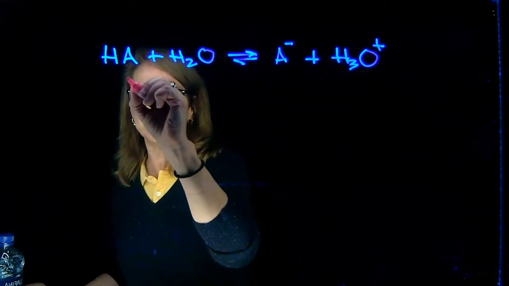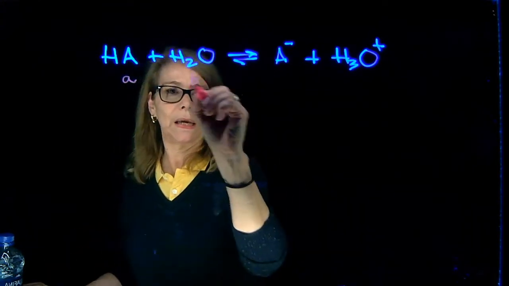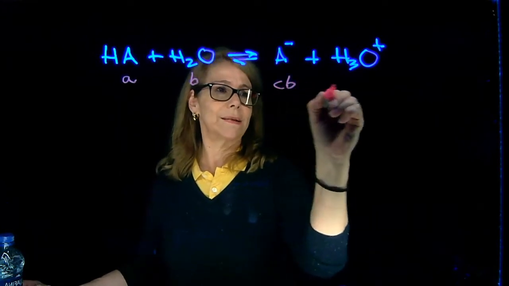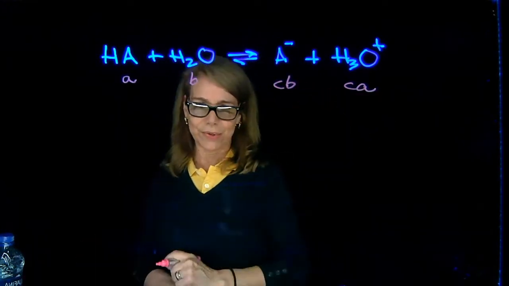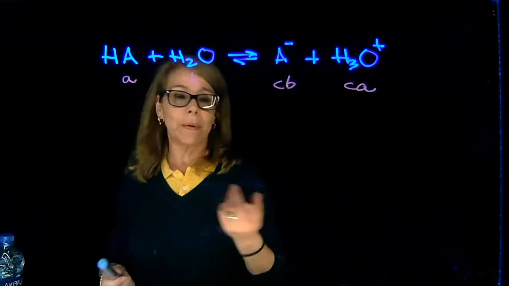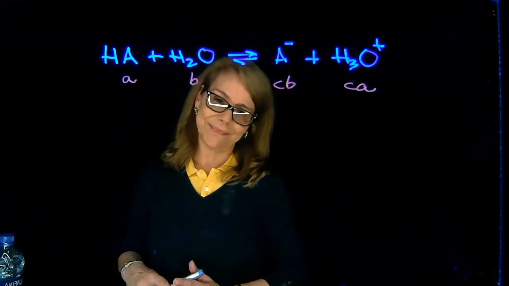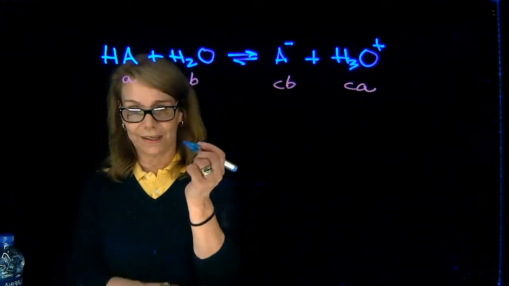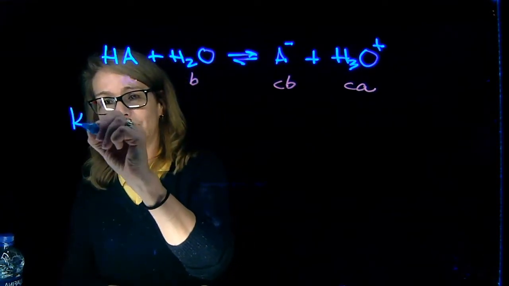So acid, base, conjugate acid. Those are my labels right there. Now we're going to define here, remembering your Gen Chem, so we're going to write the equilibrium constant for these reactions.